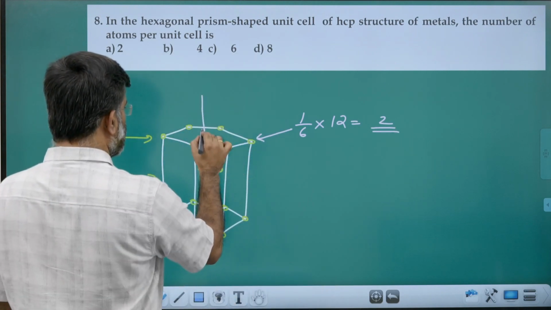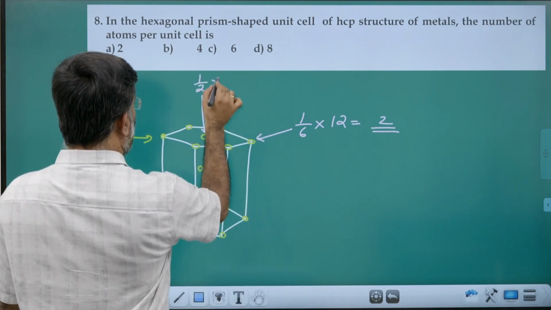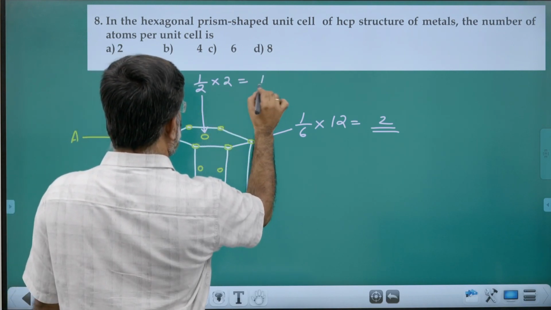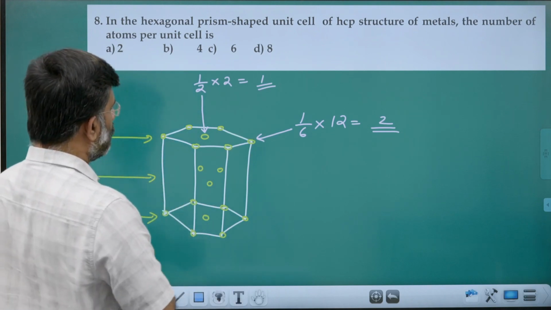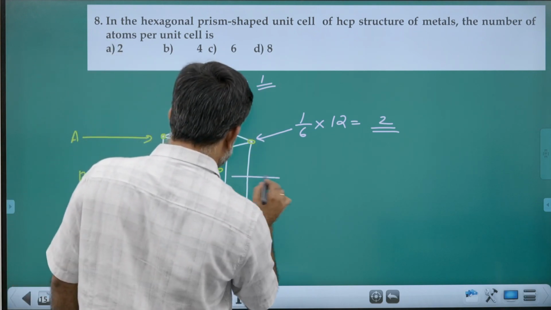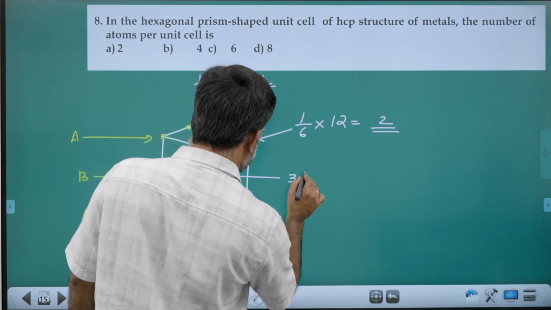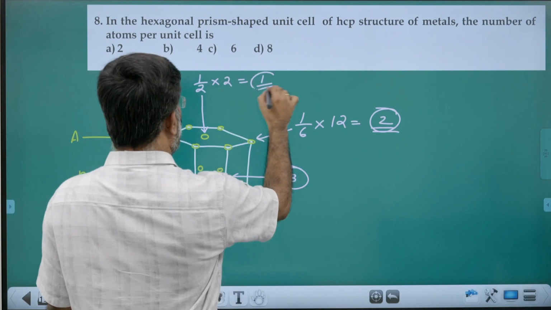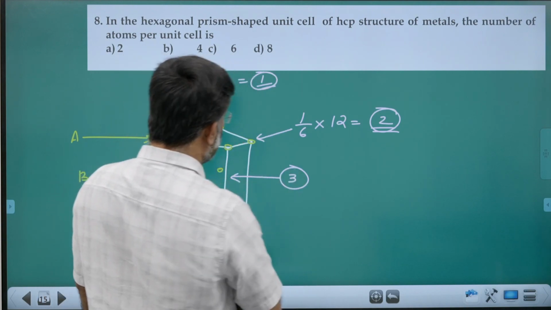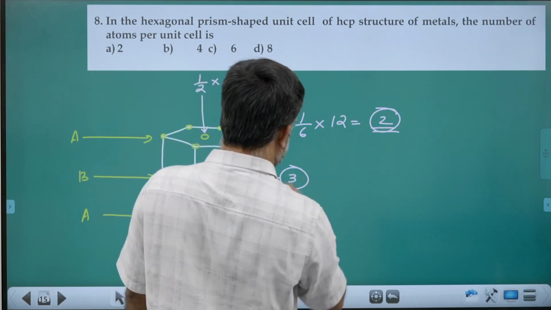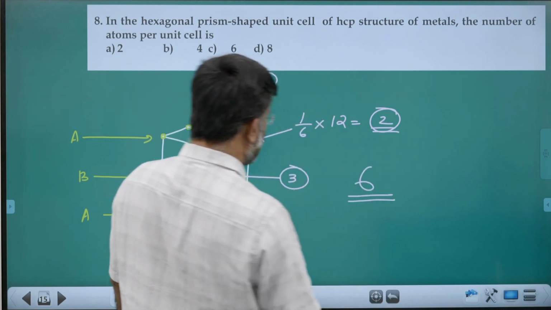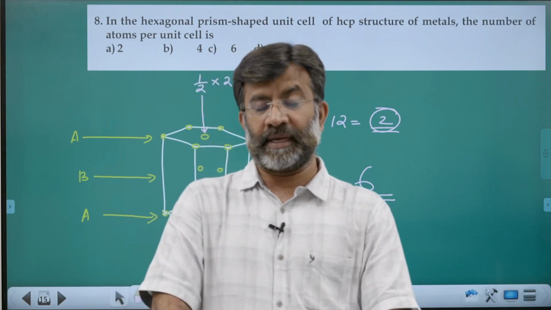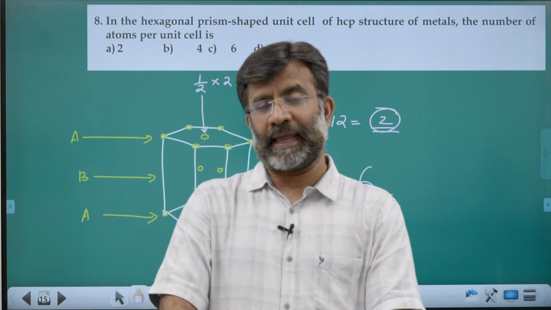Now this is a face center particle. All of you know, half into 1 over top, 1 at the bottom, half into 2. That is 1 particle. Then these 3 particles are entirely available inside the unit cell. So it is 3 particles. So 2 at the corners, 1 in the face center, and 3 in the body center, a total of 3 plus 3, 6 particles in the unit cell. The effective number of particles for HCP is 6.